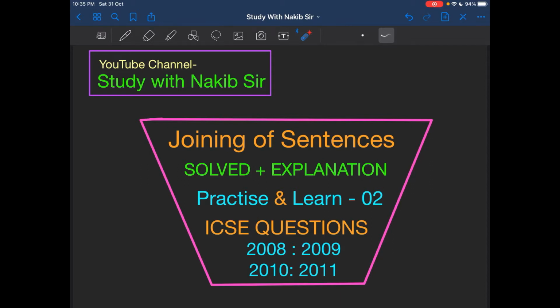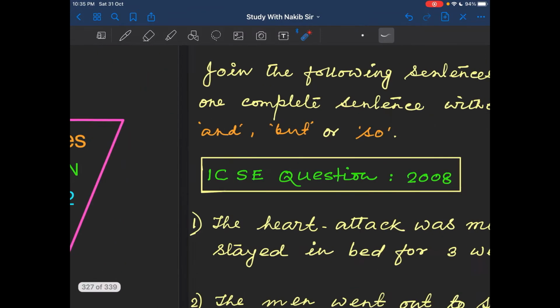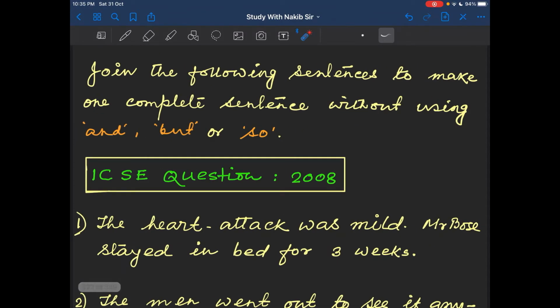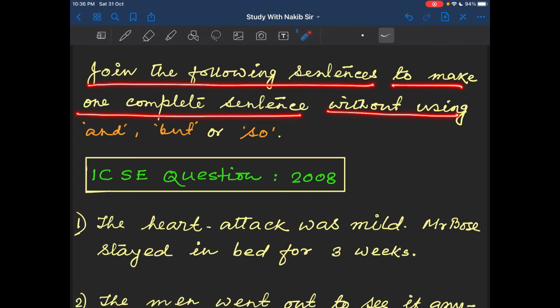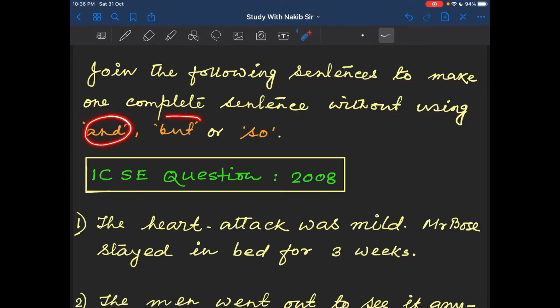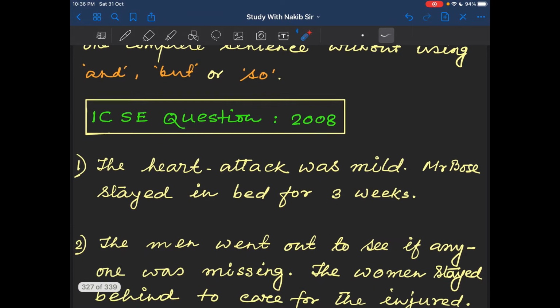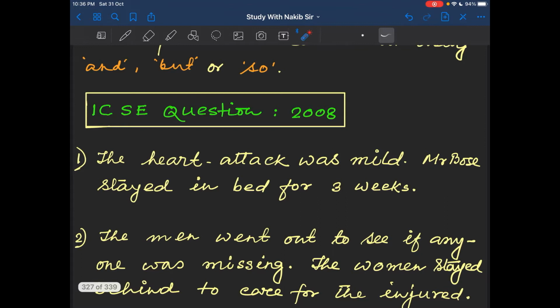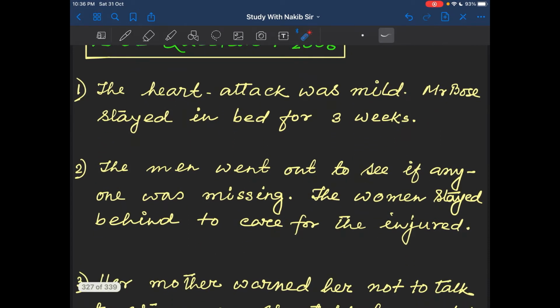See the first question. It is the ICSE question of 2008. Join the following sentences to make one complete sentence without using and, but or so. You can use them. Now see the question. The heart attack was mild. Mr. Bose stayed in bed for 3 weeks.